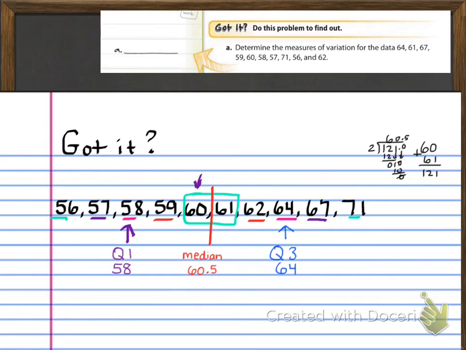Now we can go ahead and address the range. So remember, to find the range, you first want to write range, and then show me the numbers that you use to find the range. So we're going to take our highest number, which is 71, and subtract our lowest number, which is 56. And that will give us our range of 15. Now remember, that's the range from the bottom to the top of the data.